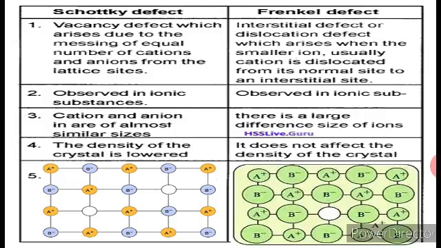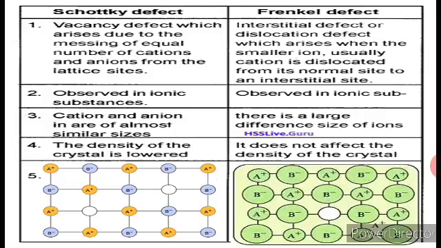Now the diagram is given over here. In the Schottky defect diagram, you can see one cation and one anion are missing from their actual lattice points. While in the Frenkel defect diagram, you can see the cation is missing from its actual lattice site and accommodated in an interstitial void. So this is a comparative study of Schottky defect and Frenkel defect. It is important, it can be asked in the exam. Now we will go for discussion of the next type of point defect, that is impurity defect.